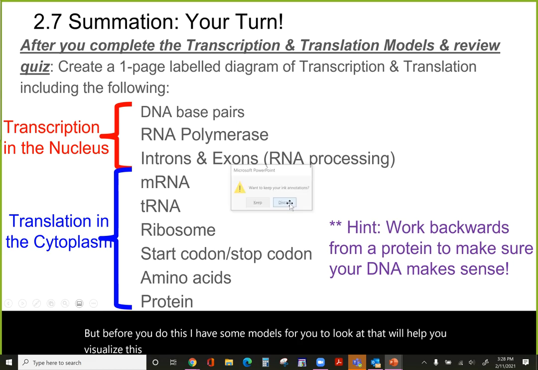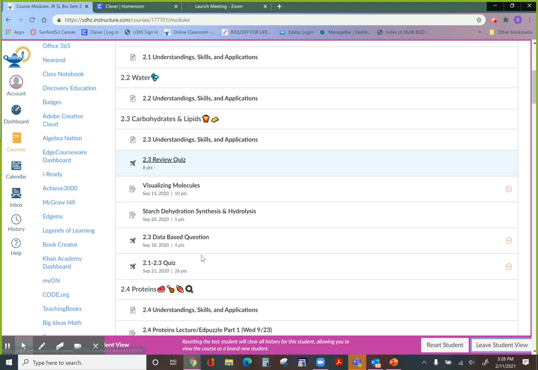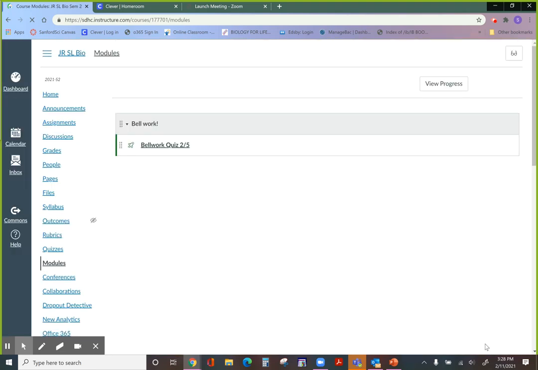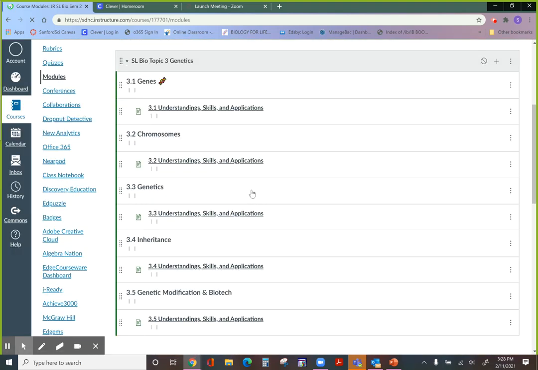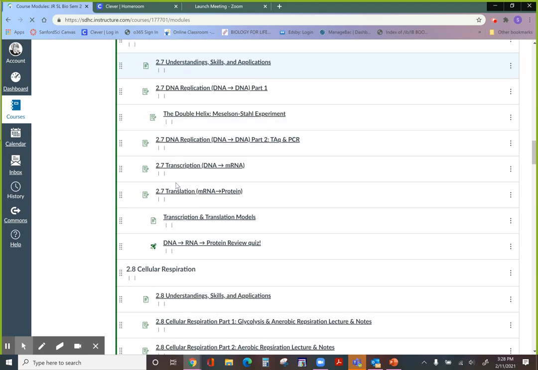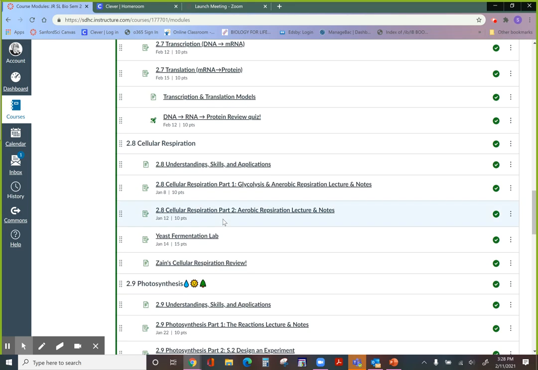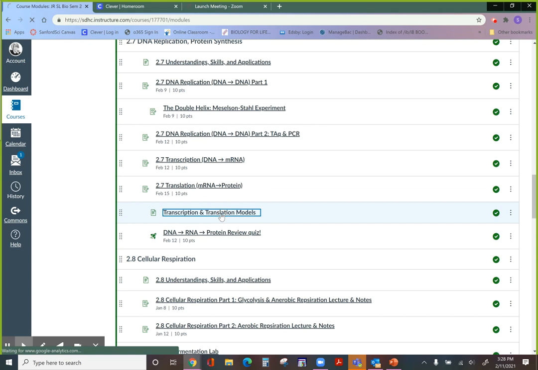So I'm going to discard that, and we're going to go like that. So let's see. If we go to transcription and translation models. So if you click on that, click.